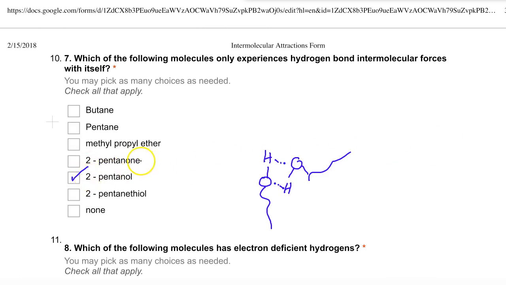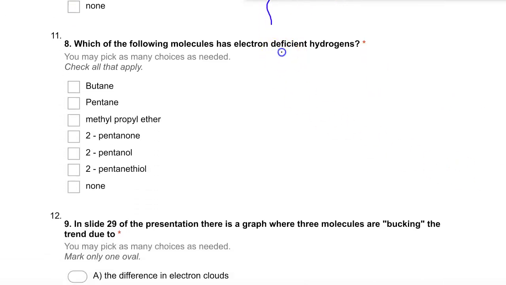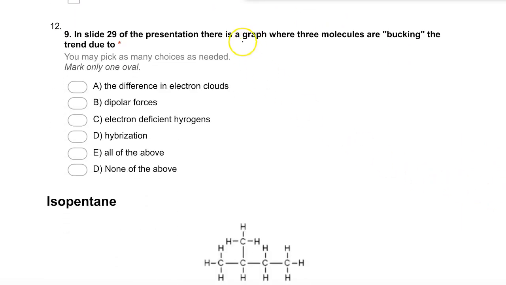These guys can interact with water, with an asterisk, because they can offer a negative, but they don't have an electron deficient H to bond with themselves. Which of the following molecules has electron deficient H's? That's the same thing as saying who can H bond with themselves, and that's 2-pentanol. That's just a vocab question. And number 9, in slide 29 of the presentation, there's a graph where the 3 molecules are bucking the trend.